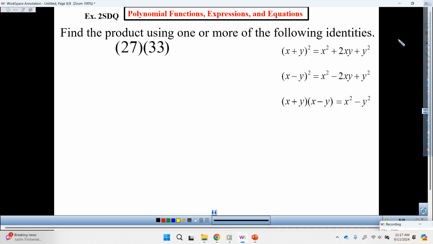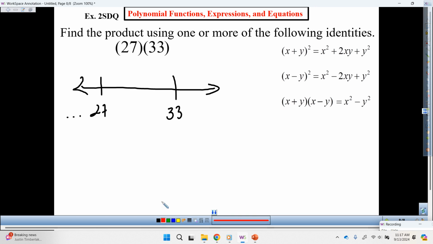These look totally different from what we've been doing, right? But they kind of look like this. So we need to make it look like that. The way I explain to my students is this: imagine these two numbers on the number line. We have 27 right there, and then we have 33 right here.